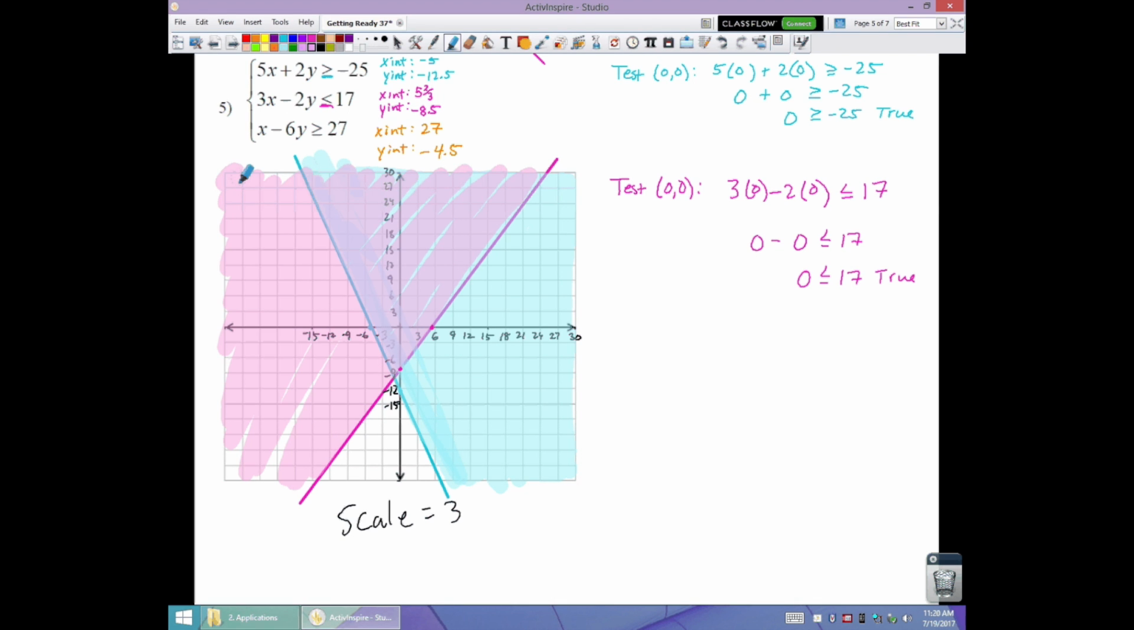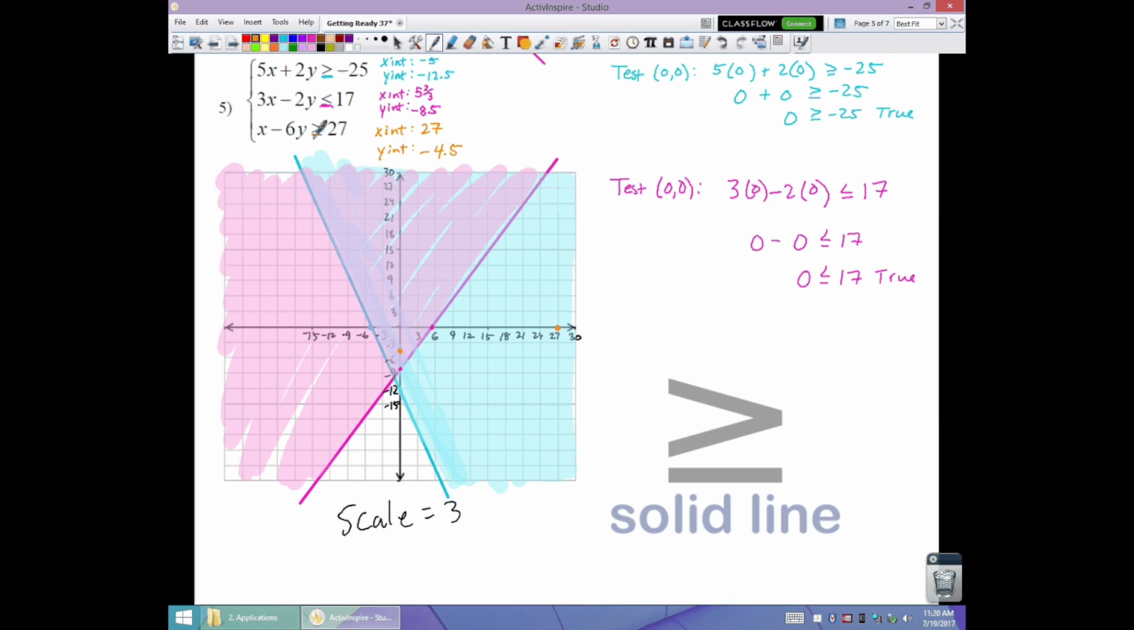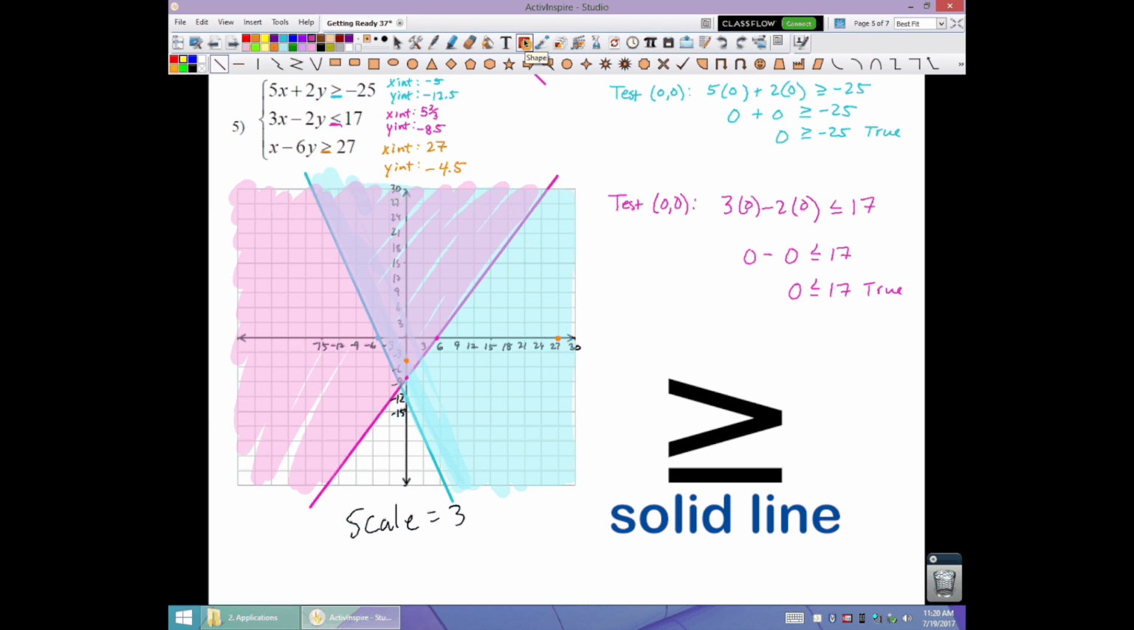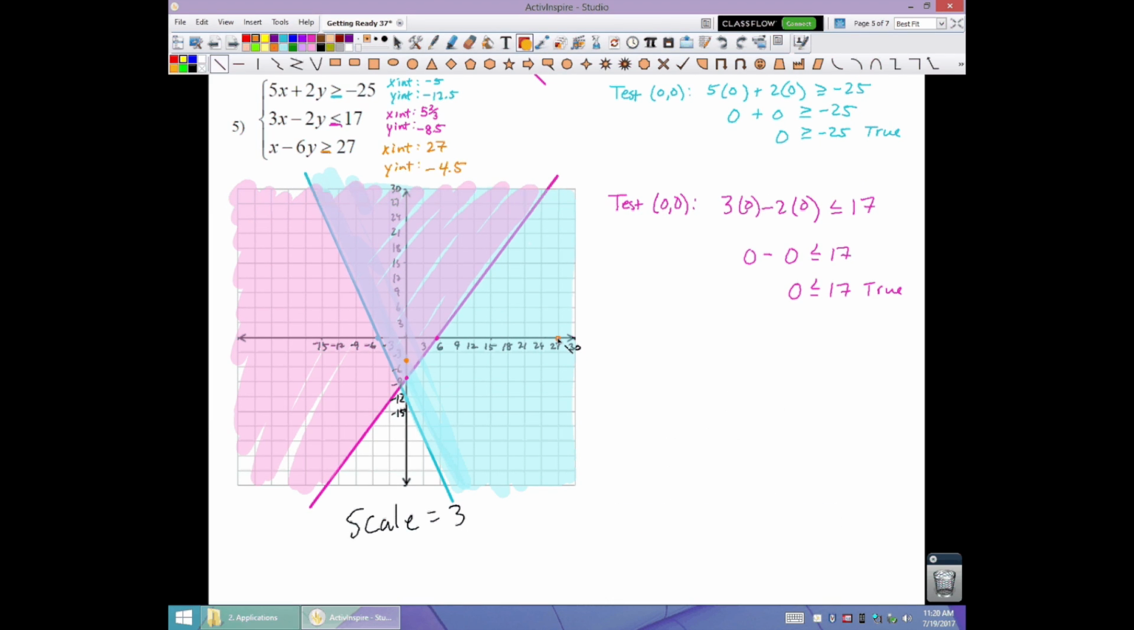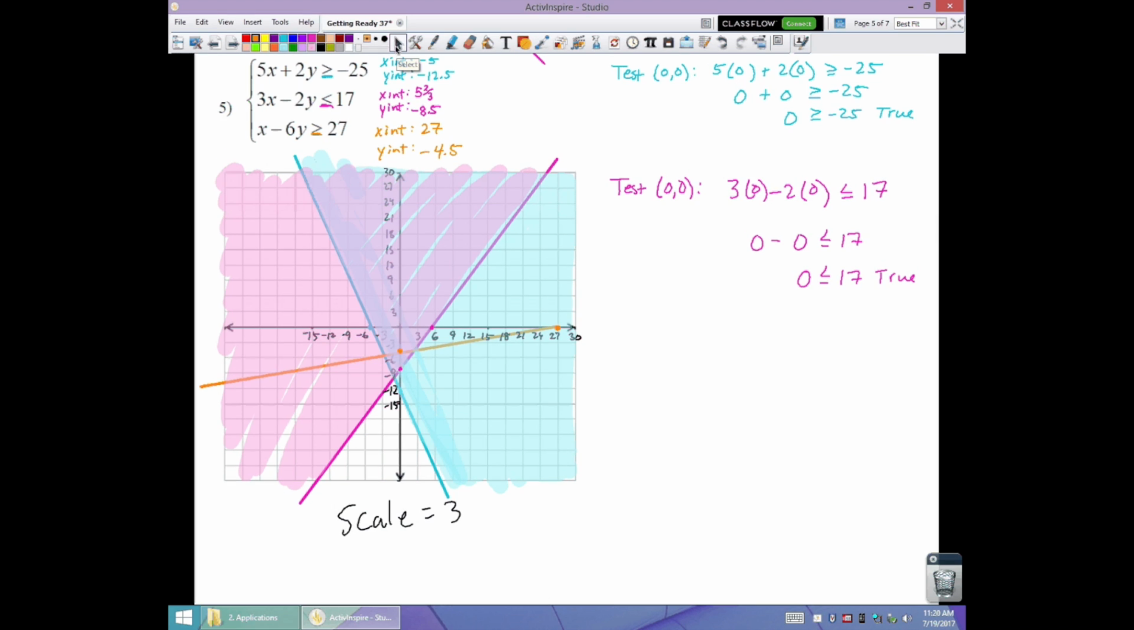Okay. The last one that I have in orange here has an x-intercept of 27 and a y-intercept of negative 4.5. That one is also a solid line. It's greater than or equal to. So, and this one, I can also use 0, 0 as my test point.